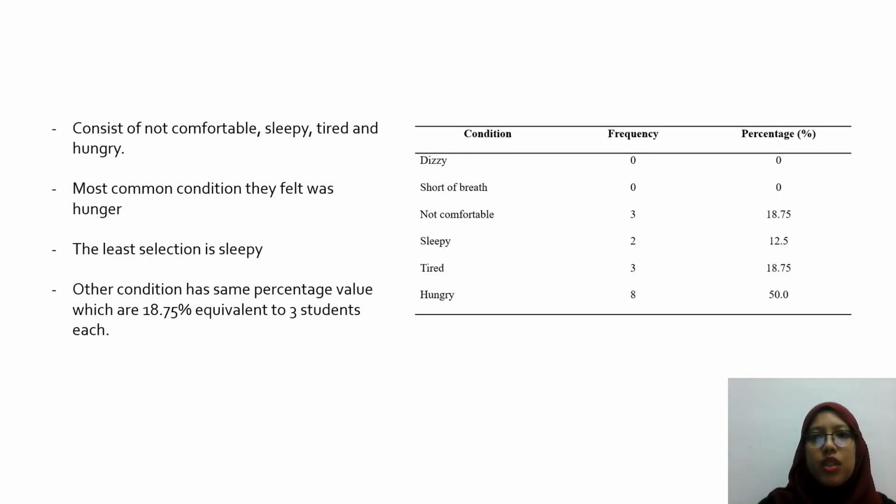The table shows the condition that preschool C felt. It consists of non-comfortable, sleepy, tired, and hungry. Hunger was the most common condition felt by the students, accounting for half of the students, which is 50%, and the least selection is the sleepy condition. As for other conditions such as non-comfortable and tired, both have the same percentage value, which is 18.75%, equivalent to 3 students each.